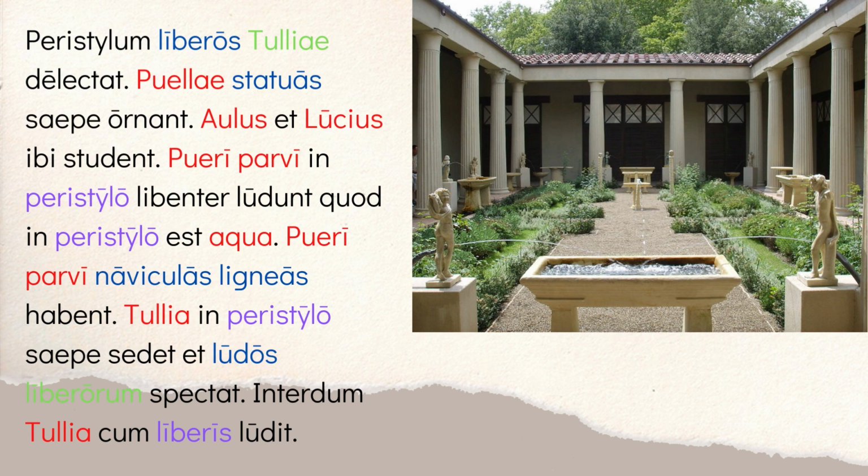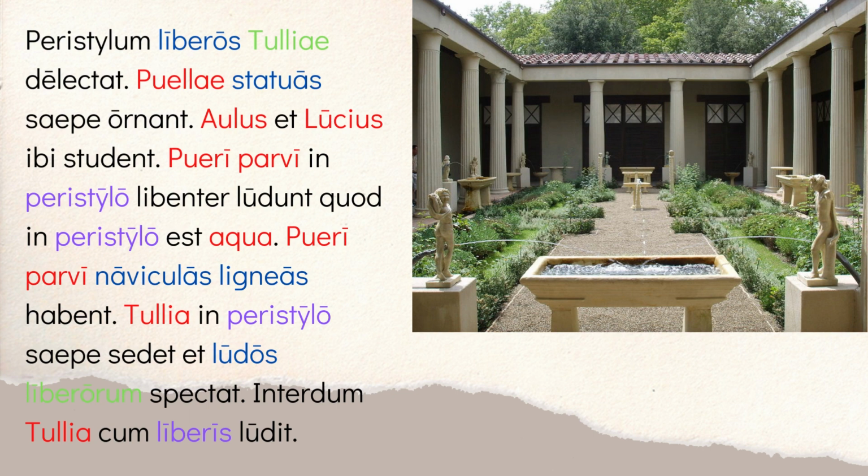Tulia in peristylo saipe sedet et ludos liberorum spectat. So Tullia, right, the mom, she often sits, saipe sedet, in peristylo, in the peristyle, and she watches, spectat, the ludos, the games of her children, liberorum, of the children, right, of her children. So she likes to sit there and watch them playing with these wooden ships. Then you have interdum, Tullia cum liberis ludit. So sometimes, interdum, Tullia plays, ludit, right? She plays with the children, cum liberis. So she not only watches them, but sometimes she plays with them.